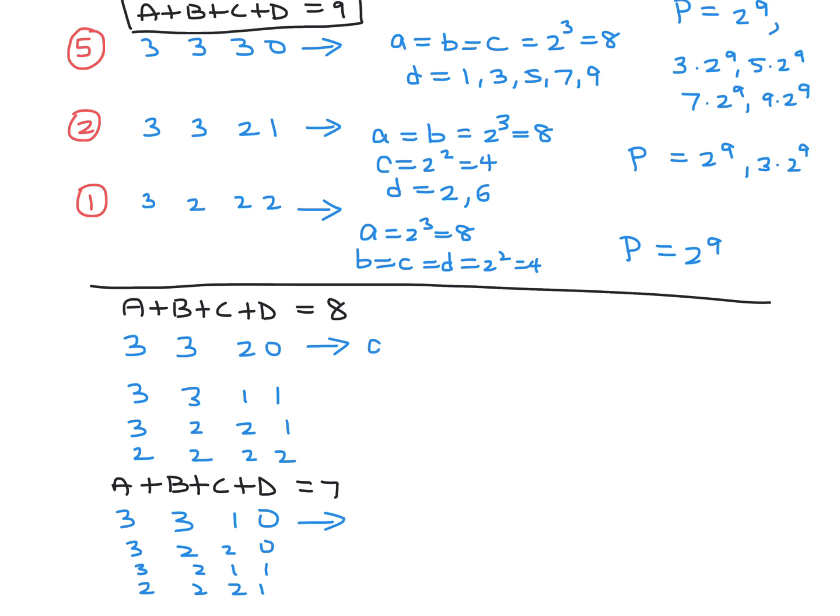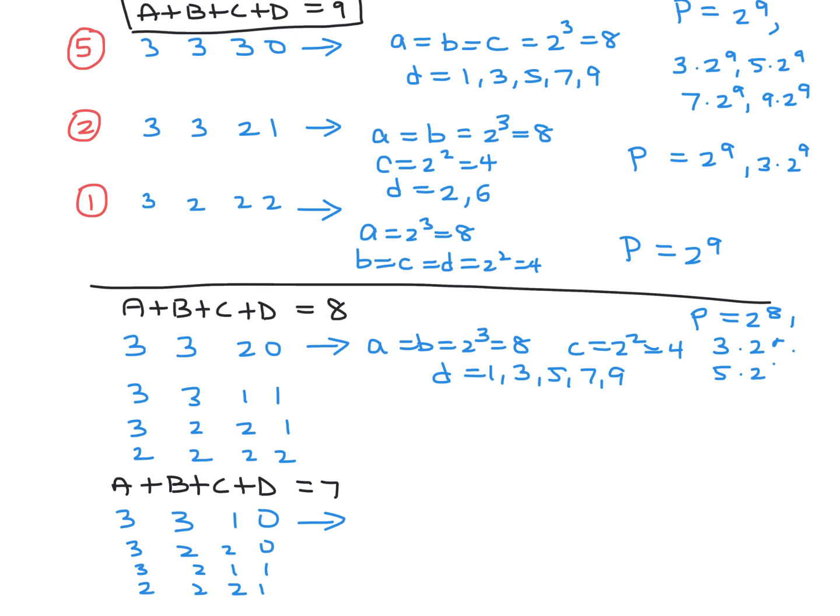For this one, a would be equal to b would be equal to 2 to the power of 3, which is 8, and c would be equal to 2 to the power of 2, which is 4. Therefore, d would be anywhere from 1, 3, 5, 7, or 9. The values for p are 2 to the power of 8, 3 times 2 to the power of 8, 5 times 2 to the power of 8, 7 times 2 to the power of 8, or 9 times 2 to the power of 8. So that's 5. So we got 5 there.